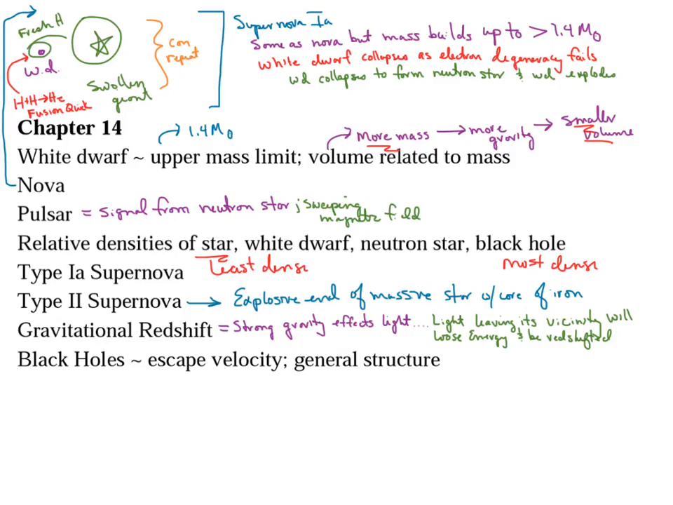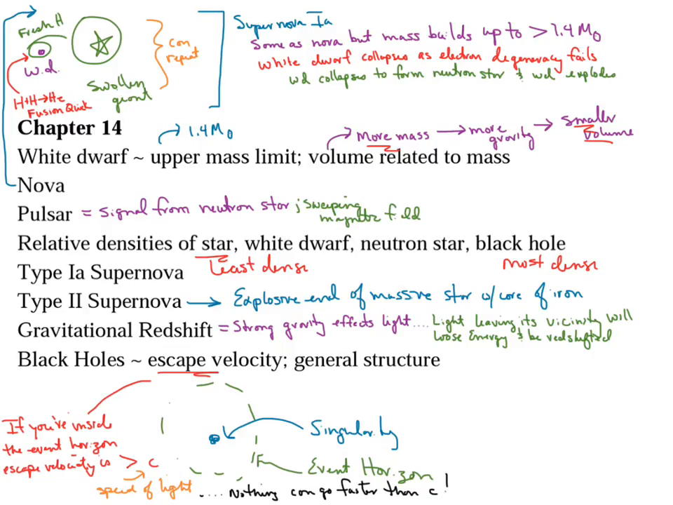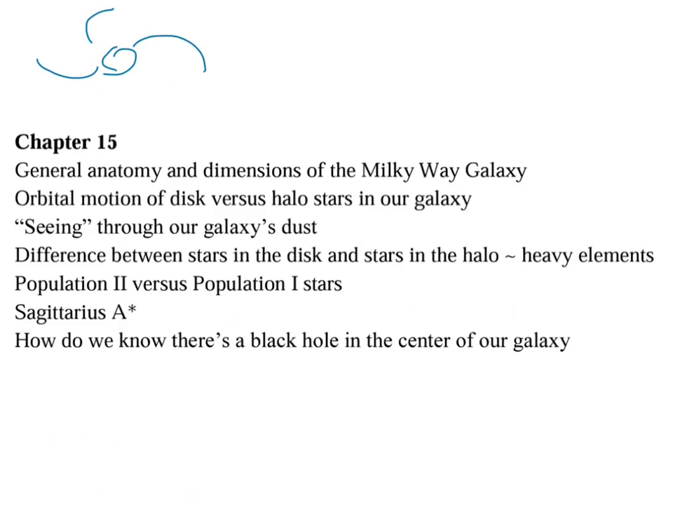Okay, black holes. So the blue thing in there is what we call the singularity. The green around it is the event horizon. And the escape velocity: if you are inside the event horizon, closer to the singularity point, then your escape velocity, the speed you need to be going to escape the black hole, would have to be faster than the speed of light, or c, and nothing can go faster than the speed of light. So that's why you are just totally in trouble.